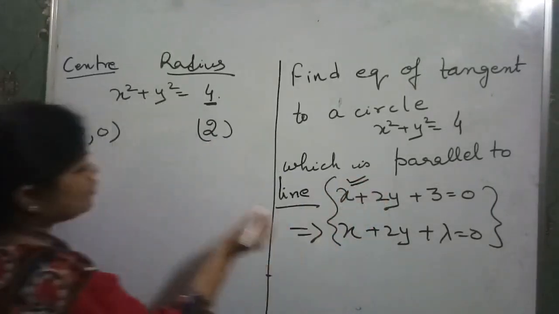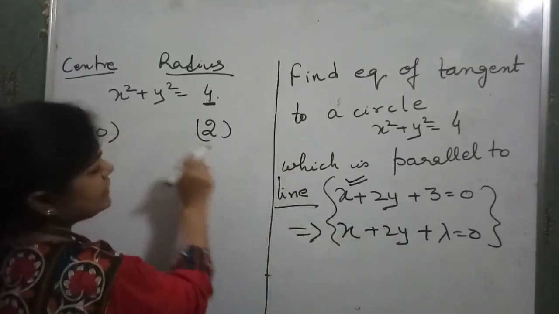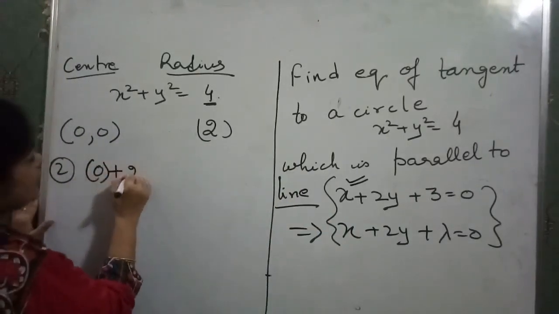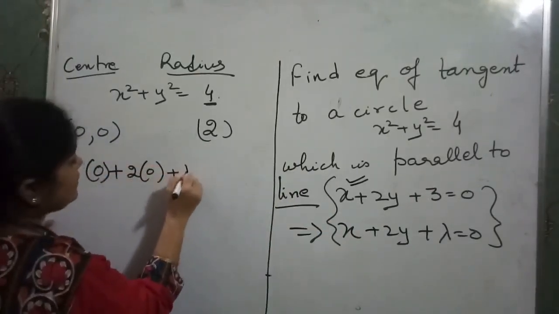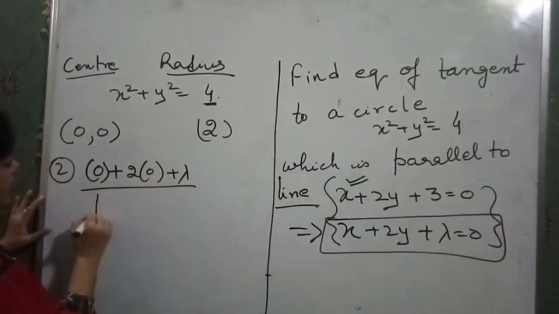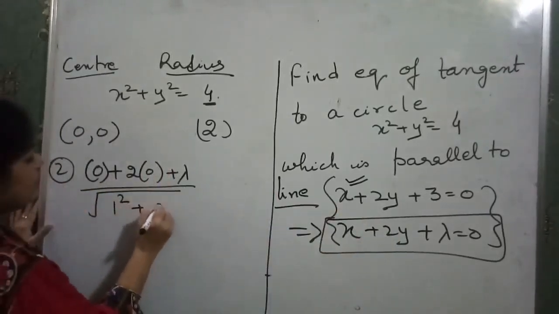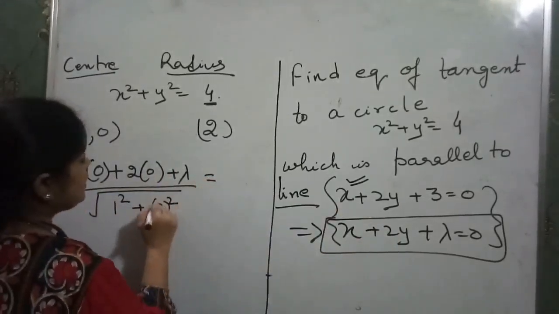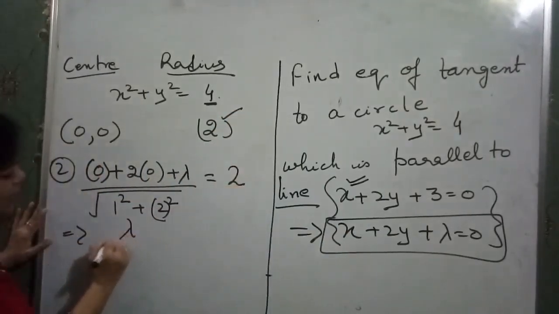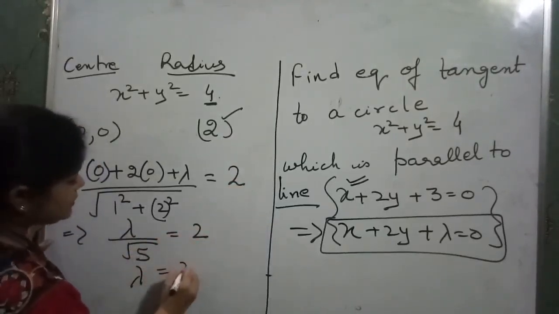We put here the values of x and y, that is 0 and 0, the value of the center. So we have 0 plus 2 into 0 plus lambda, using this equation of tangent, over under root a square plus b square. That means 1 here and 2 here, under root 1 square plus 2 square, which is equal to the radius. The radius is 2. Now solve for the value of lambda. Lambda over under root 5 is equal to 2, so the value of lambda is 2 under root 5.